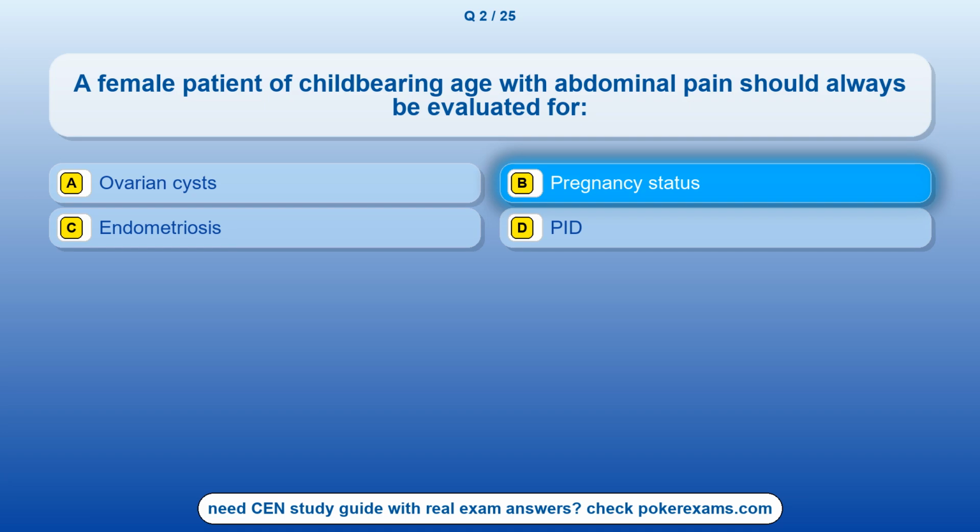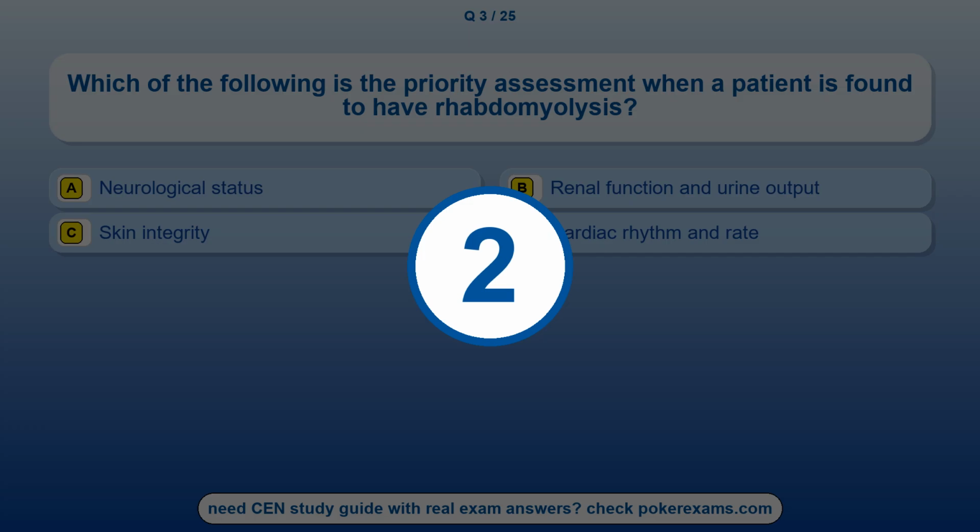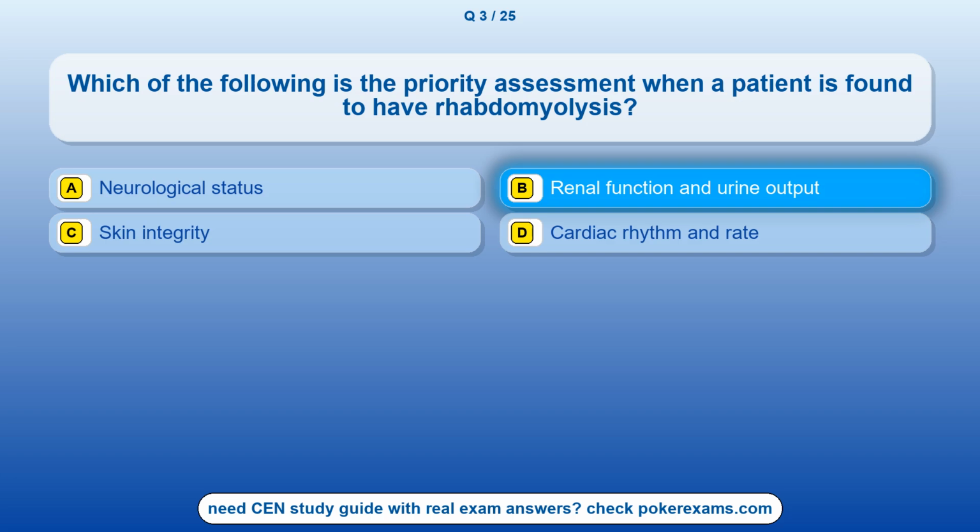Pregnancy status. Question 3. Which of the following is the priority assessment when a patient is found to have rhabdomyolysis? Option A. Neurological status. Option B. Renal function and urine output. Option C. Skin integrity. Option D. Cardiac rhythm and rate. The correct answer is option B. Renal function and urine output.